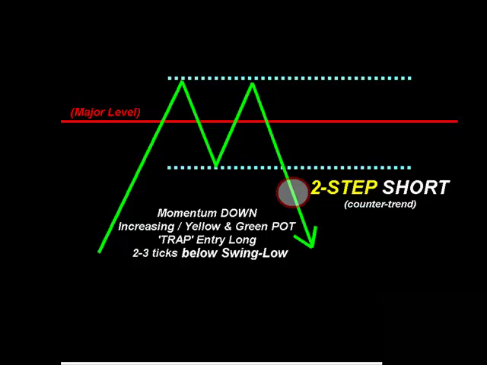Then, last but not least, here's our two-step short, just the flip side of that. Break above that resistance, we then create a swing high. Remember, guys, if we break above that swing high, that's our breaker long. But if we don't break above that swing high and we break below a swing low, that's our two-step short. Three different patterns, long side, short side, and you guys can see how we use these price patterns.